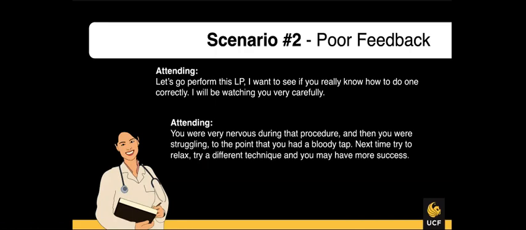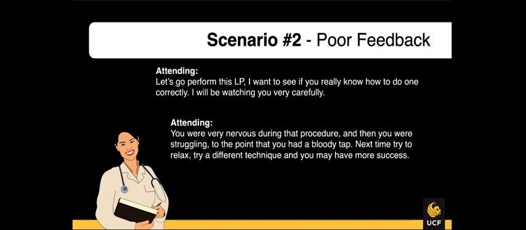And then after the encounter occurs, again, same observation. Let's say the learner struggles to get the space initially, and then gets a bloody tap. The attending goes to the resident and says, you were very nervous during the procedure, and then you were struggling to the point that you had a bloody tap. Next time, try to relax, try a different technique, and you may have more success.